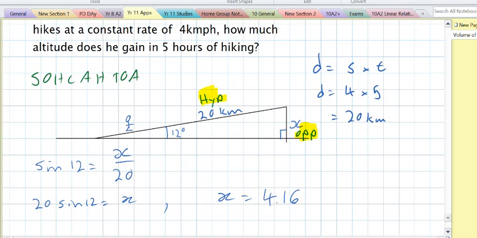and units are good. .16 kilometers. Is it much easier once we've drawn the diagram?